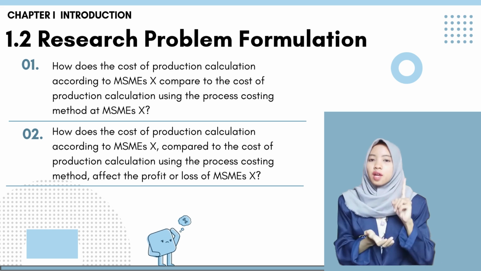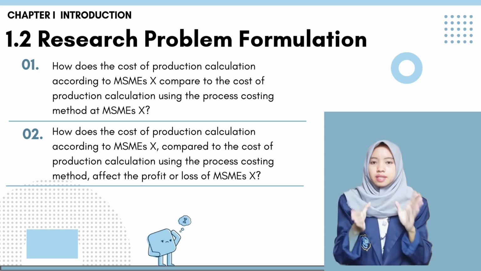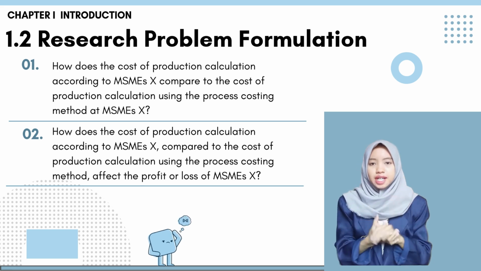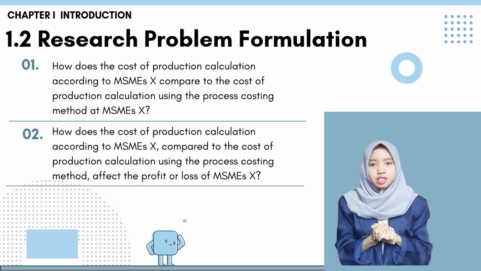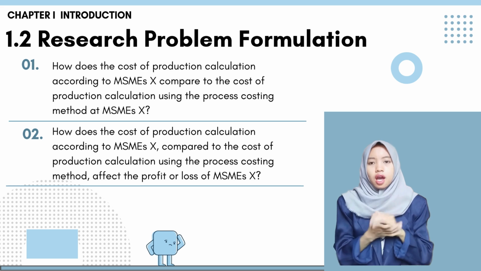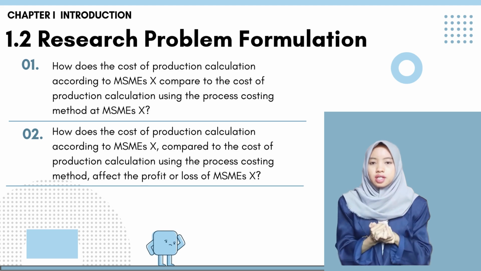Next slide. 1.2 Research Problem Formulation. Based on the background of the research, the problems are formulated as follows. The first one, how does the cost of production calculation according to MSMEs X compare to the cost of production calculation using the process costing method at MSMEs X? The second, how does the cost of production calculation according to MSMEs X compared to the cost of production calculation using the process costing method affect the profit or loss of MSMEs X?